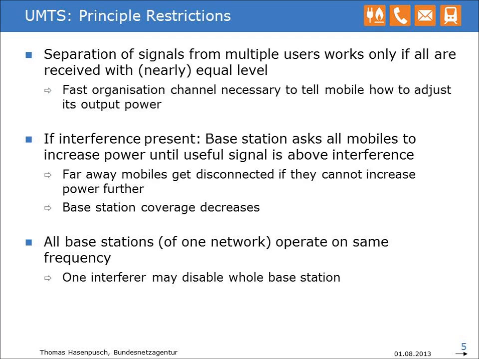So that means that if we have interference to the operator, the effect is that the coverage of the base station decreases. We cannot serve the faraway mobiles anymore. And another thing is that mostly all stations of one network operate on the same frequency. So there is no frequency changing possible, which means that one interferer can disable a whole base station. So that may be quite severe.